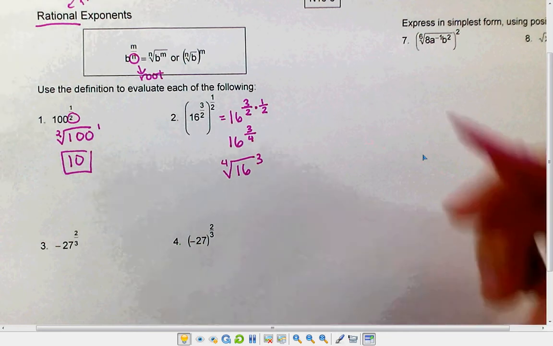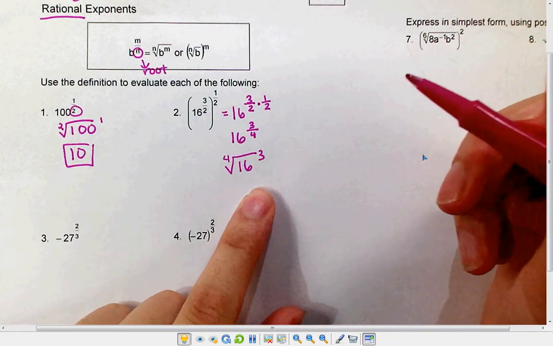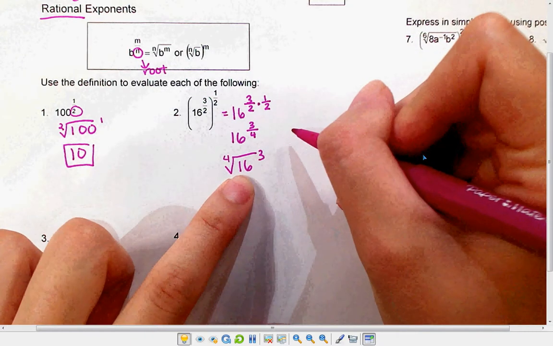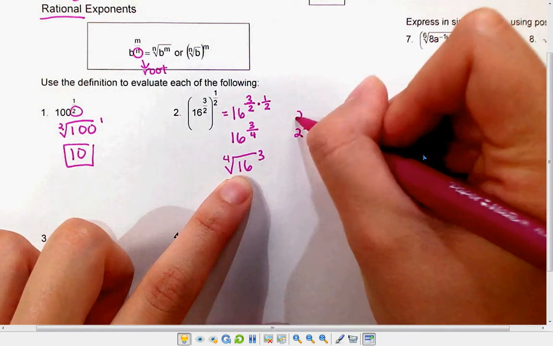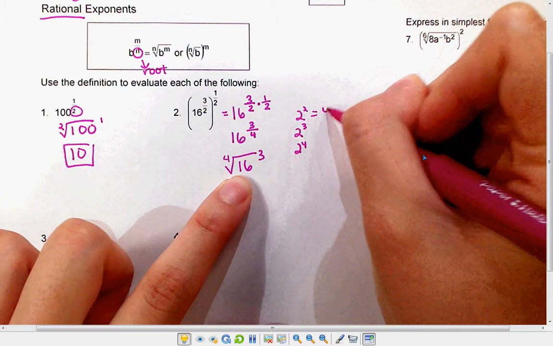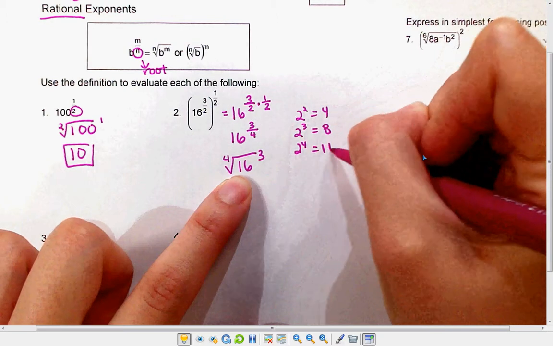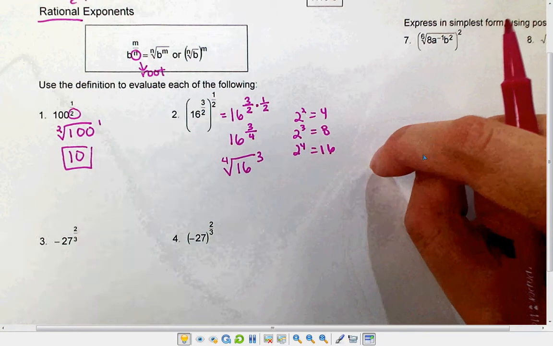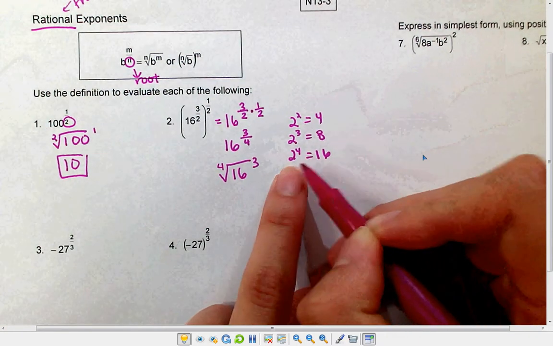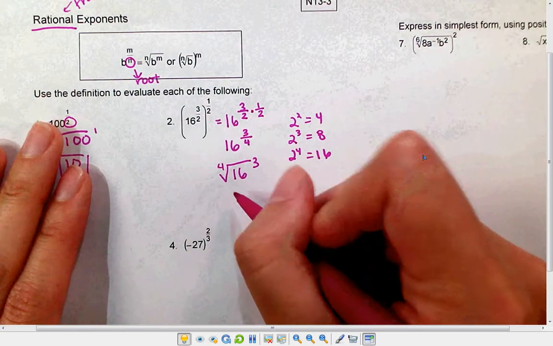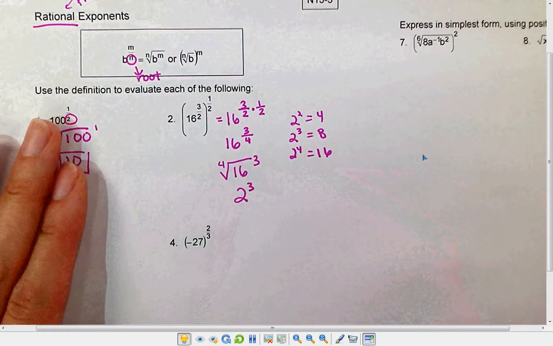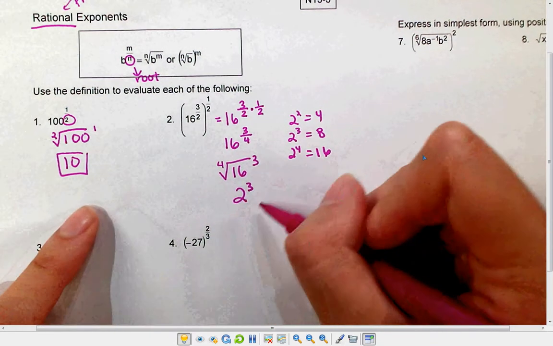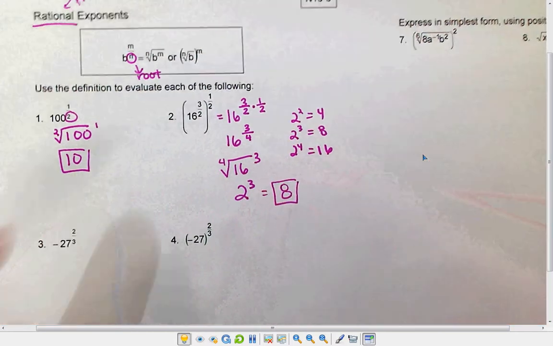Now to figure out what the 4th root of 16 is, we're going to use our chart. If you look at your chart, you know that 2 squared is 4, 2 to the 3rd is 8, 2 to the 4th is 16. So what to the 4th power gives me 16? The 4th root of 16 is just 2. So we can rewrite the 4th root of 16 as 2, and then we have 2 to the 3rd, which is just equal to 8, and that's my final answer.